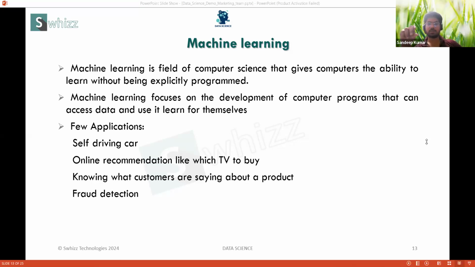I'll be teaching a particular pattern to my machine, and after learning the pattern, if you give something like 40, the machine will say the expected CTC would be 40 LPA. In such a way I'll be teaching a pattern to the machine. That is the reason we call it machine learning.